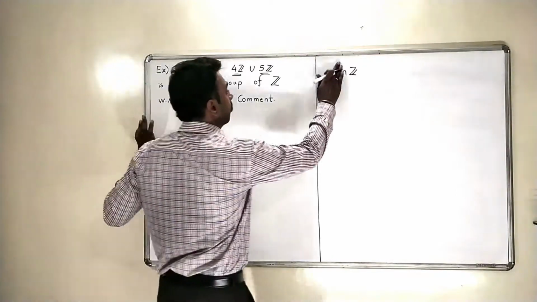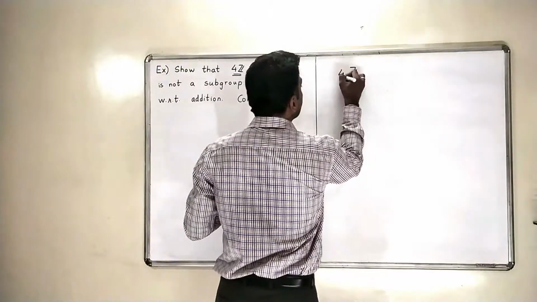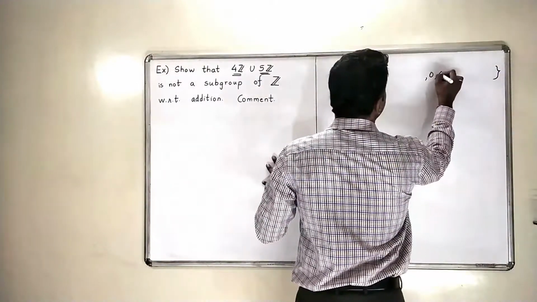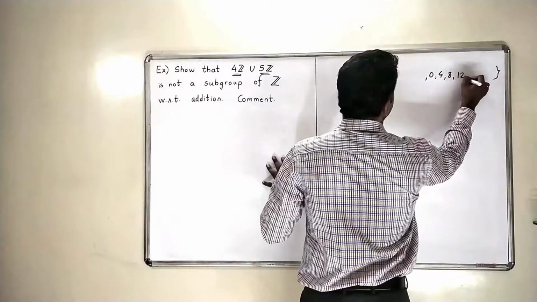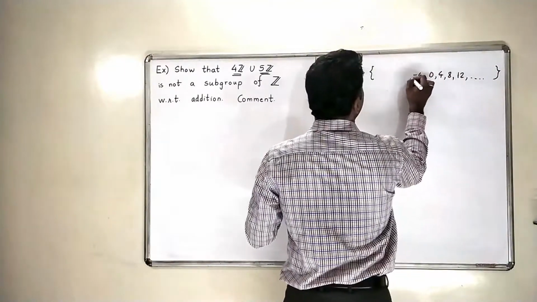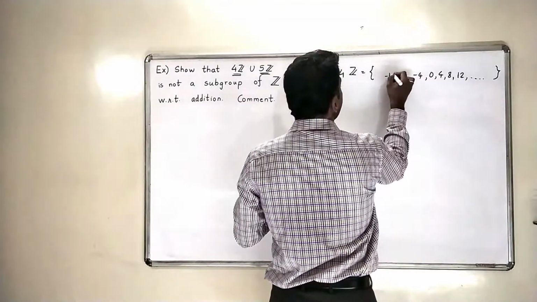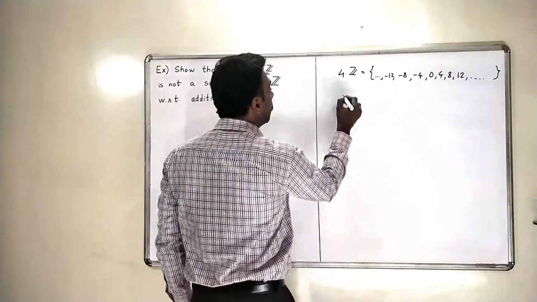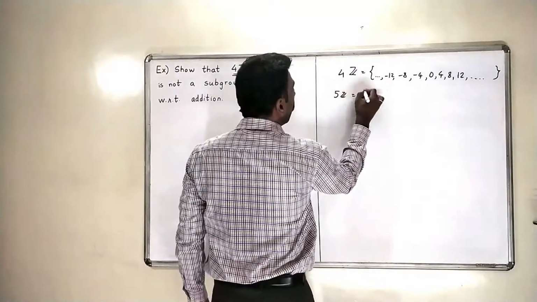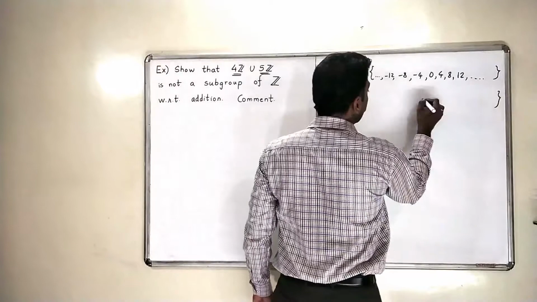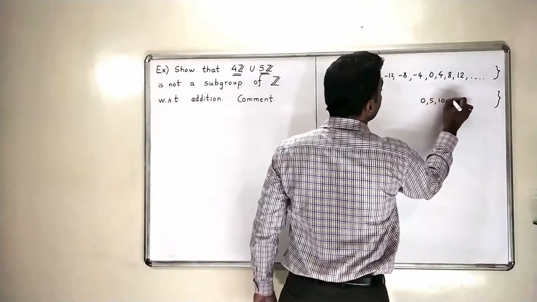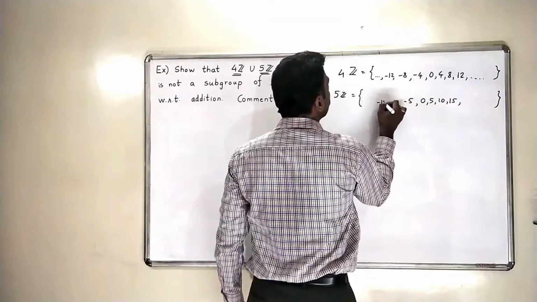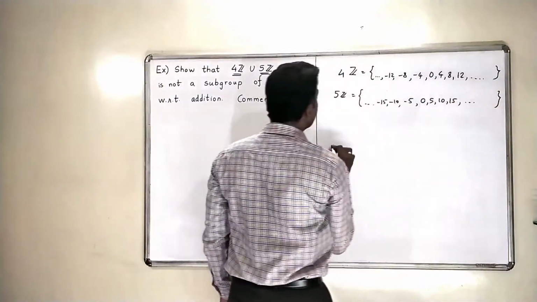Now what is 4Z? 4Z, as you know, consists of all multiples of 4. So 0, 4, 8, 12 and so on, minus 4, minus 8, minus 12, all positive and negative multiples of 4. What is 5Z? It will contain all multiples of 5. So it will be 0, 5, 10, 15 and so on, minus 5, minus 10 and minus 15 and so on. Right? Now I will take their union.